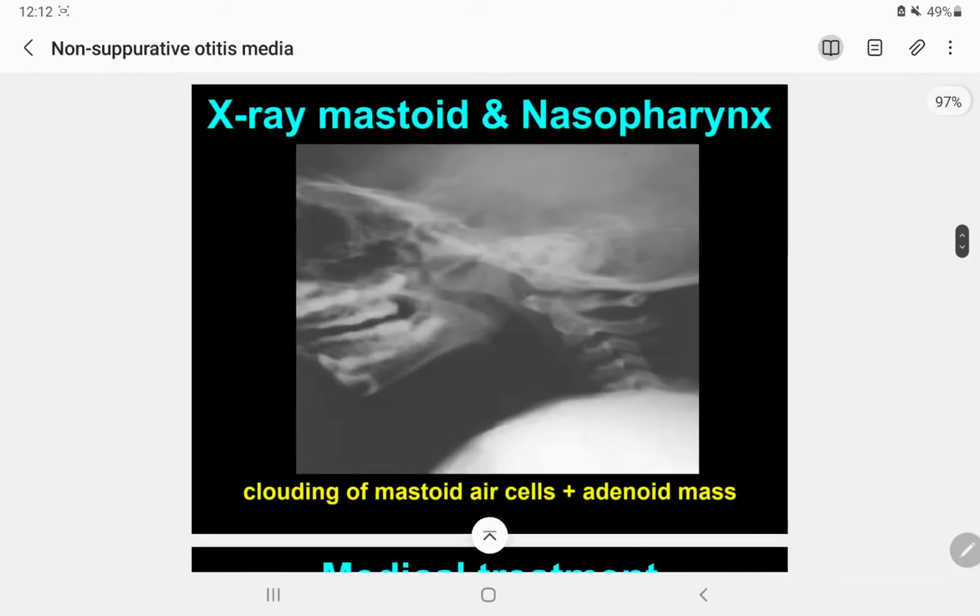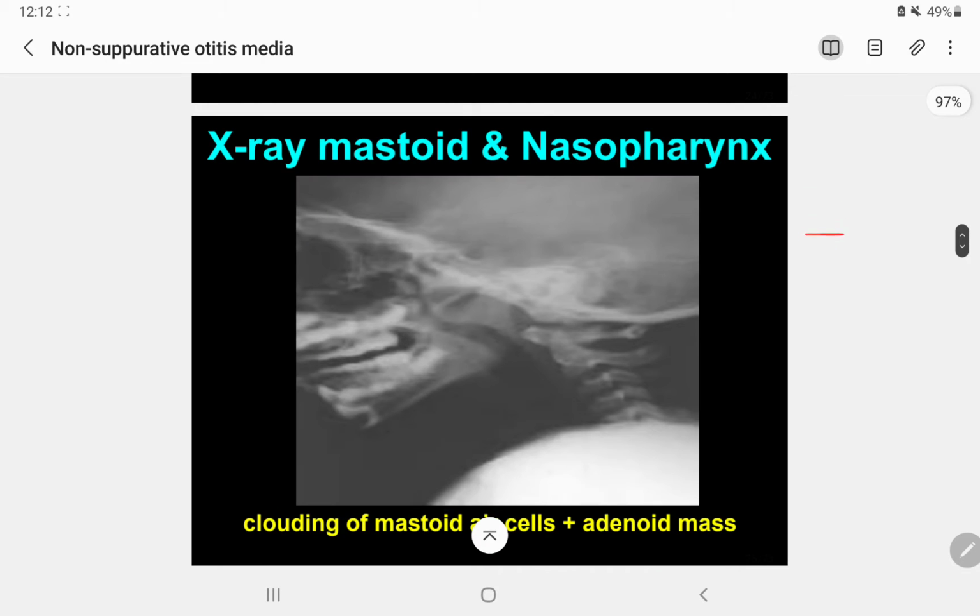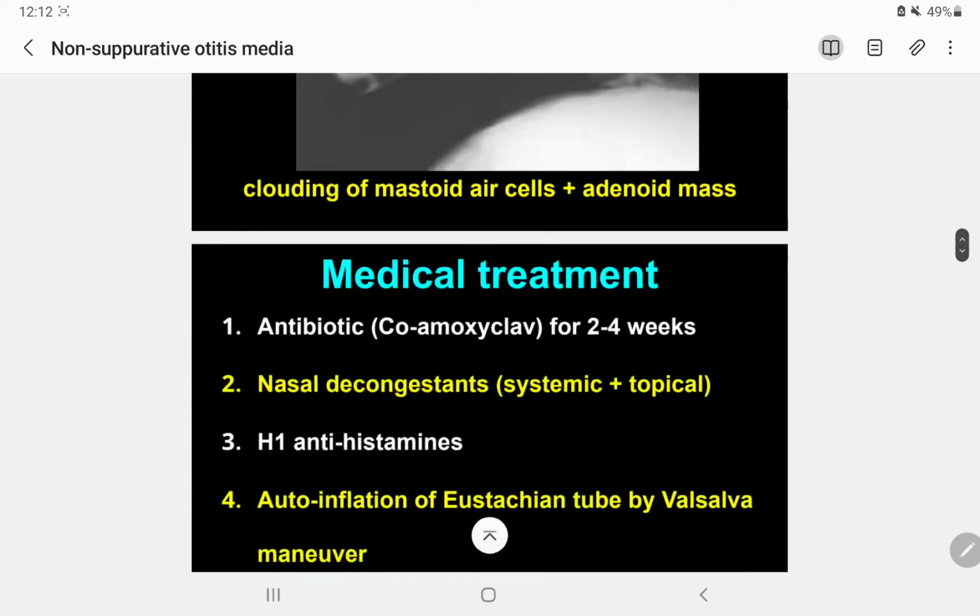Okay, so what have we sent? First one is PTA, investigations for otitis media, and then we have impedance audiometry, right? And the third is X-ray of mastoid and nasopharynx, right? X-ray of nasopharynx. So we can also sometimes see there is clouding in the mastoid air cells, plus some kind of adenoid mass can be seen, you know.